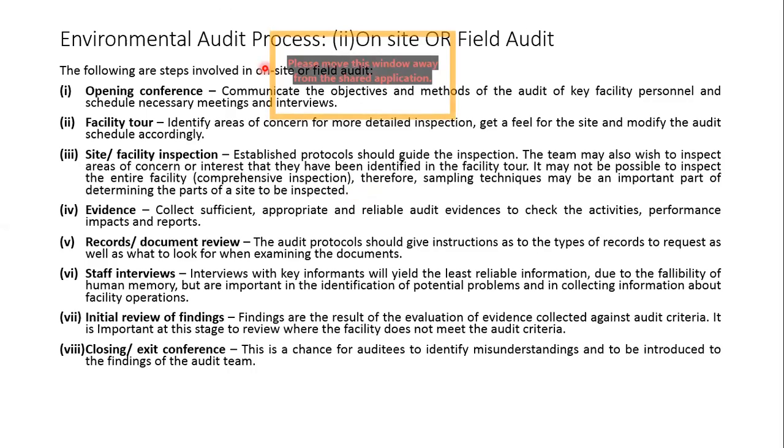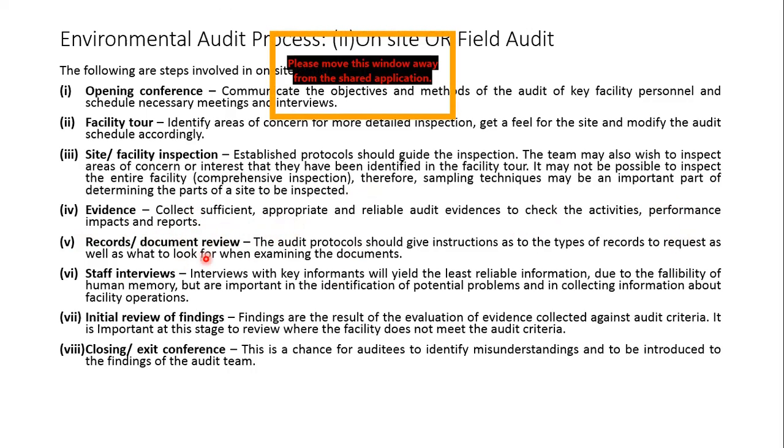Evidence. Collect sufficient, appropriate, reliable audit evidence to check the activities and performance impacts in the reports. And this evidence is actually not from the data given by the company. It is from other sources, like the people who are dealing with that company, other companies who are dealing with the company, or the clients of that particular auditee company. They also check what their feedback is. On that basis, whatever evidence and data given by these people are checked whether they are right or wrong. Those things are also mentioned in the reports.